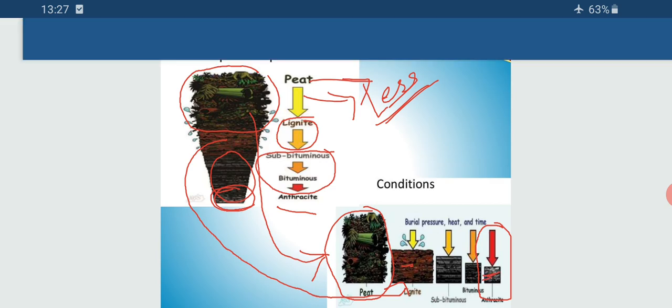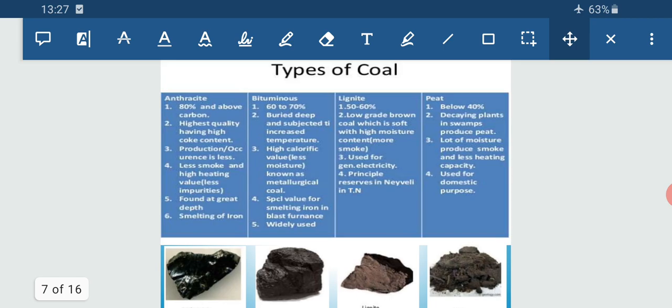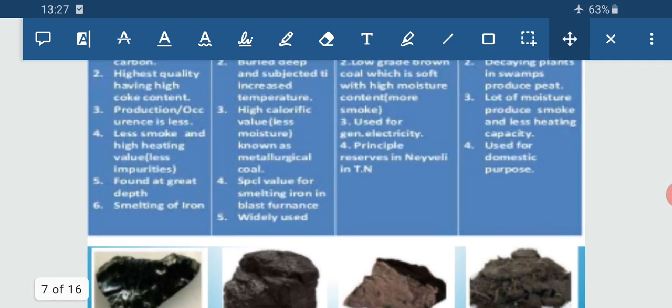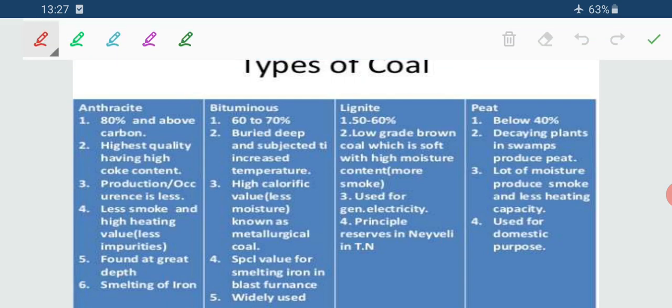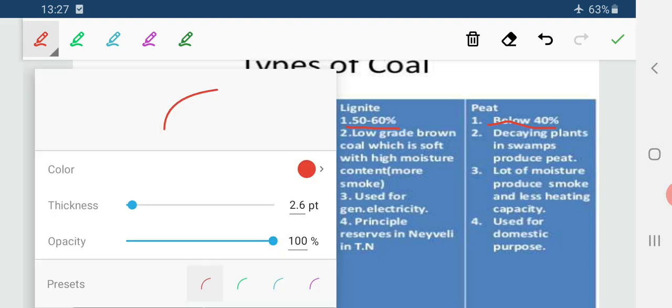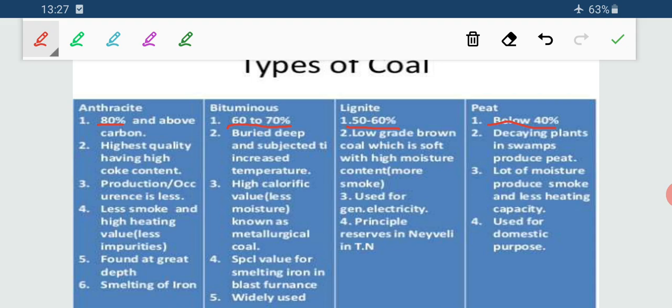Now just move on to the basic features of all these types of coal. Here for the anthracite we are having the carbon content which is more than 80%. We are having 60 to 70% carbon content in the bituminous, lignite 50 to 60, and just below 40% is the peat. Next we are having the inflammable capacity, that is the heat capacity, that is having the highest quality, which is there for the anthracite.